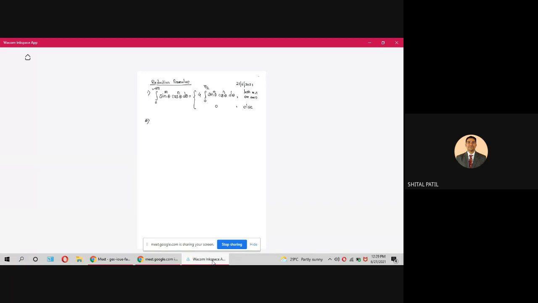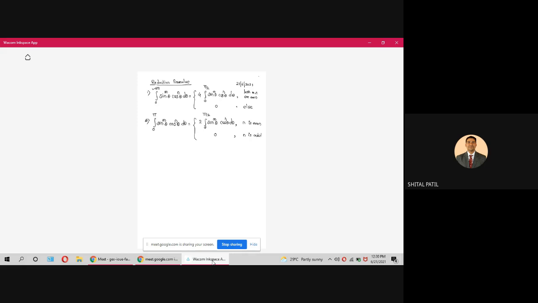Second formula. Now suppose the limit is 0 to pi, of sine raised to m theta, cos raised to n theta, d theta. Can anyone predict what the answer will be? It is 2 times the integral from 0 to pi by 2 of sine raised to m theta, cos raised to n theta, d theta, or 0. Can anyone predict the condition on m and n? No doubt it is difficult. Here the condition is on n only: whether n is odd or n is even.